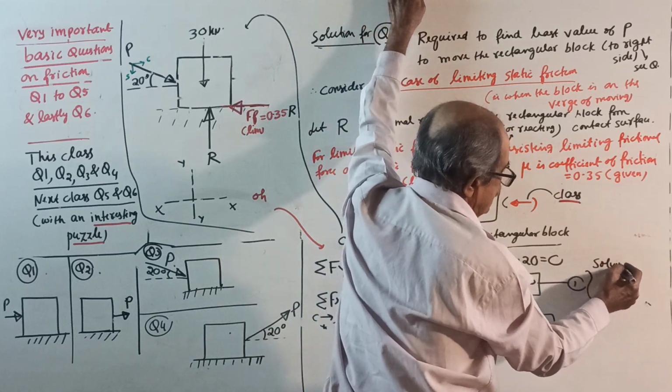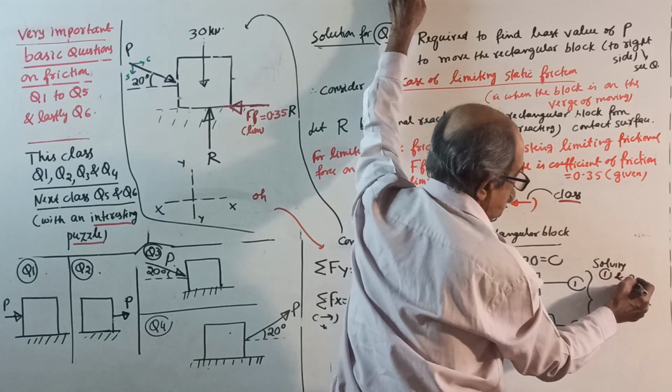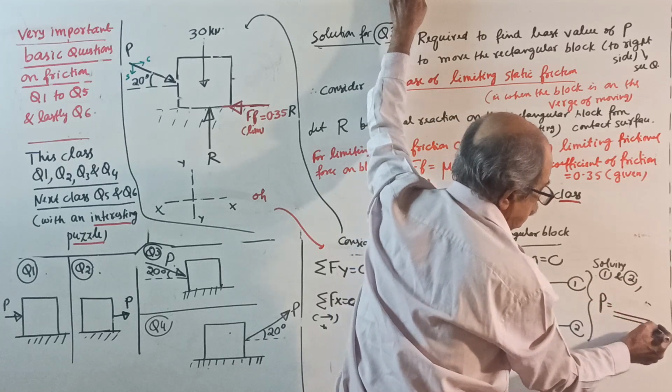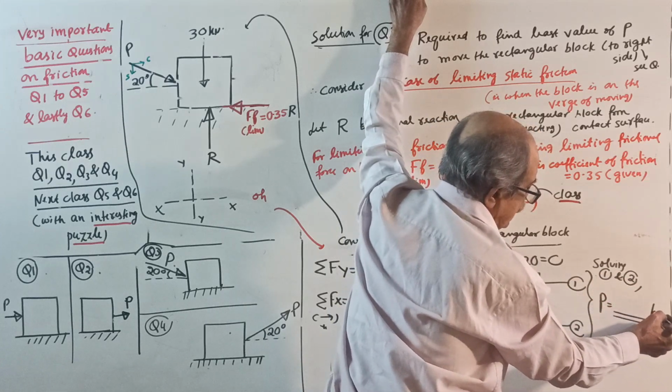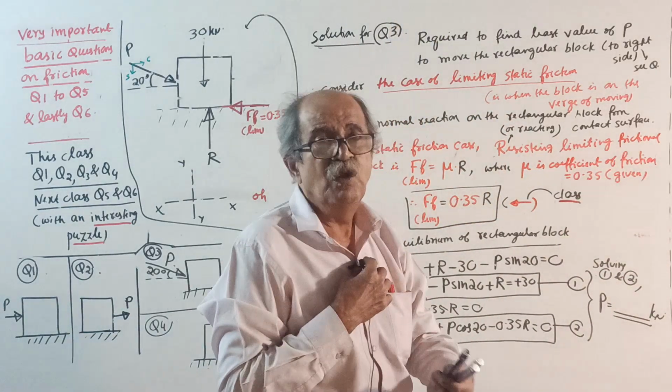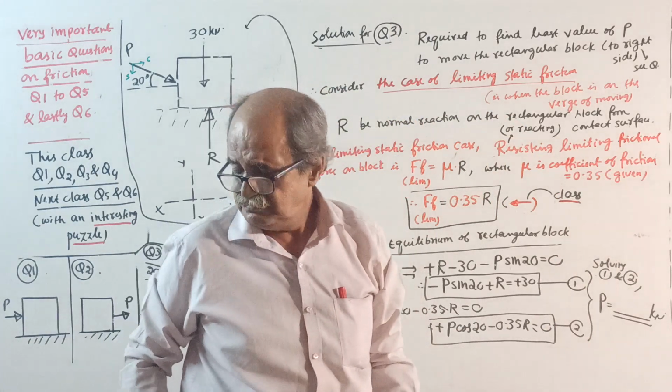Solving 1 and 2, get the value of P. Normal reaction is not required, kilonewton. Get the value of P. Okay, that's all. I will solve now in the calculator.